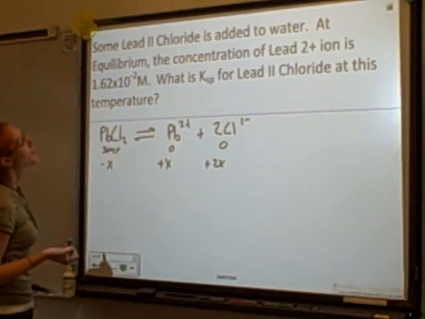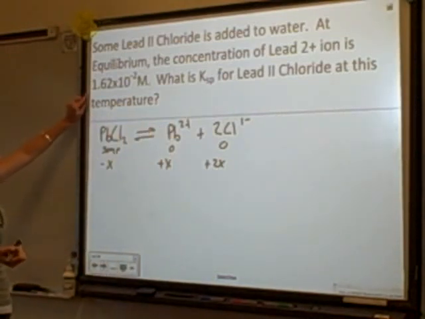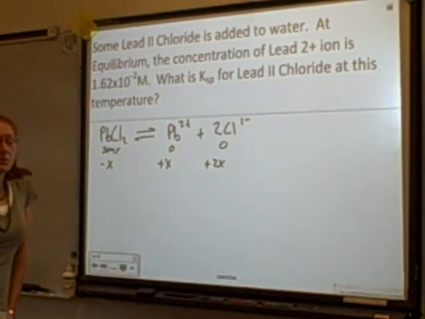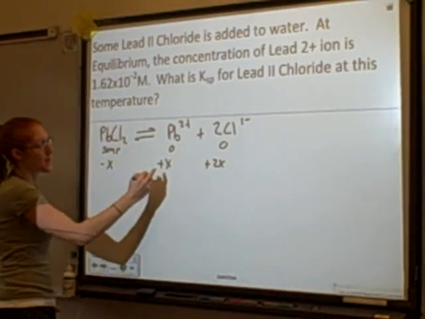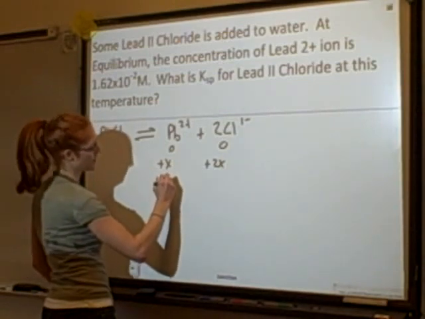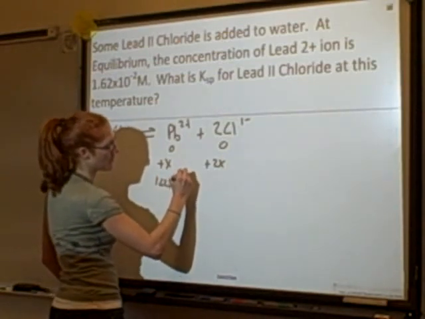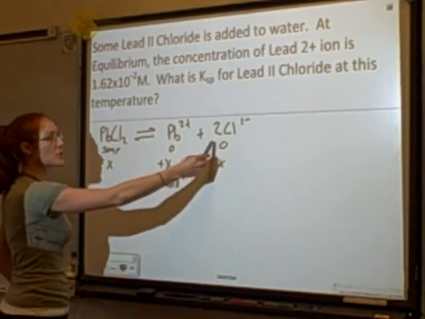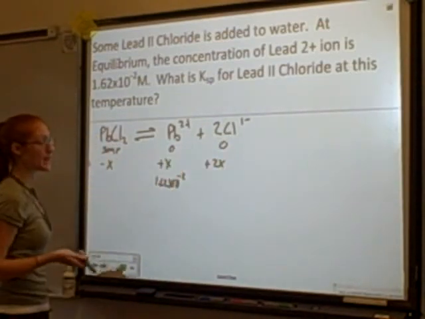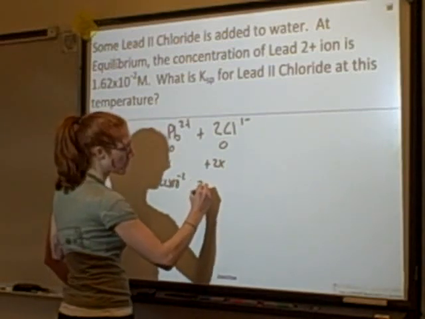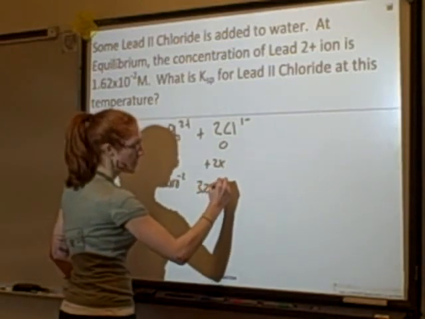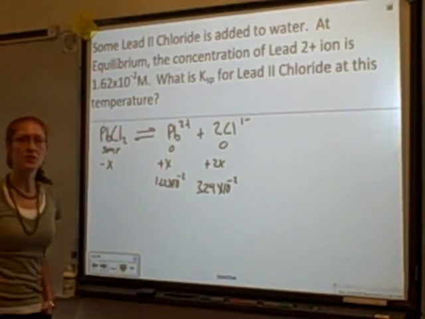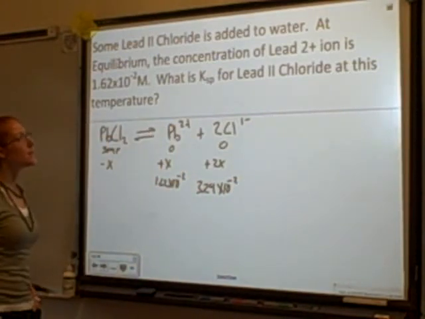All right, and then I know that my concentration of the lead is going to be 1.62 times 10 to the negative 2. So that's my X. My X is 1.62 times 10 to the negative 2. And I know that the chloride is going to be twice as concentrated as the lead because I make 2 chlorides for every 1 lead. So that's going to be 3.24 times 10 to the negative 2. Okay, so I have my equilibrium concentrations of the lead and the chloride.